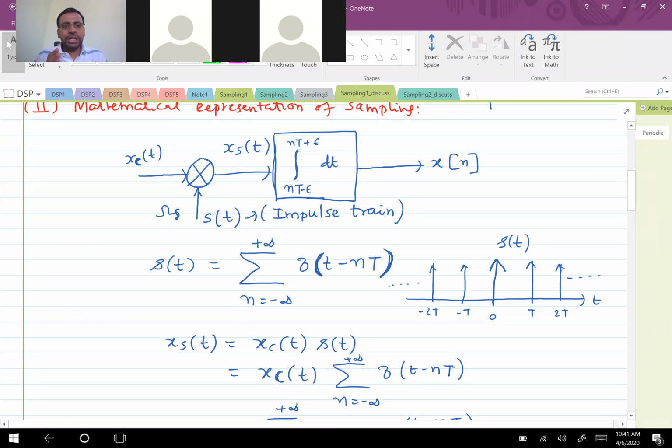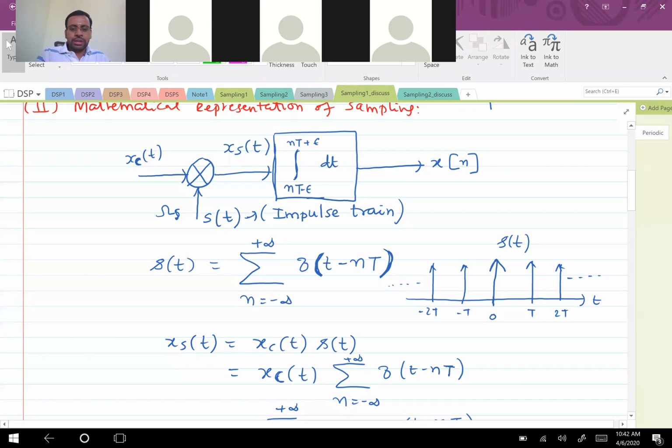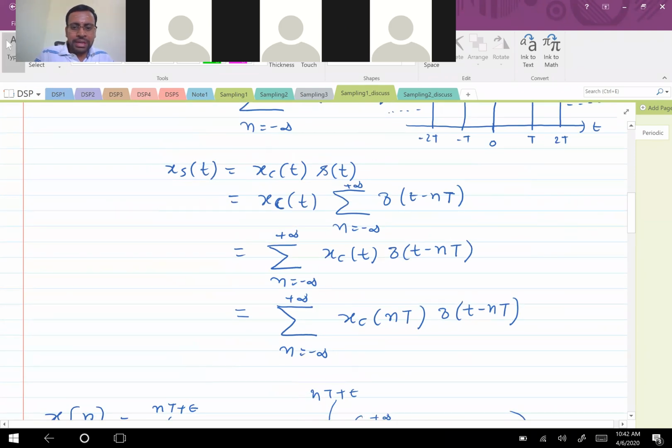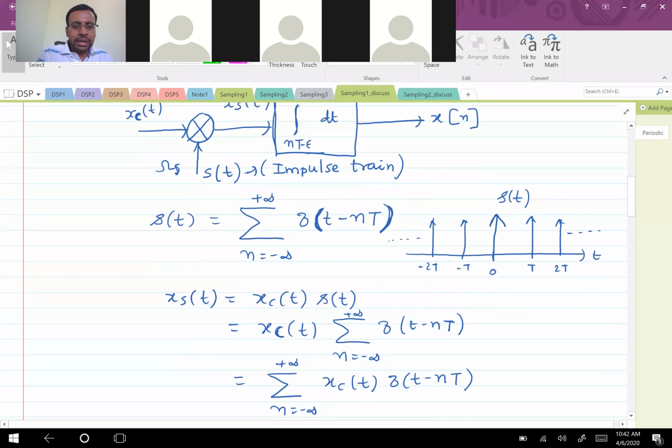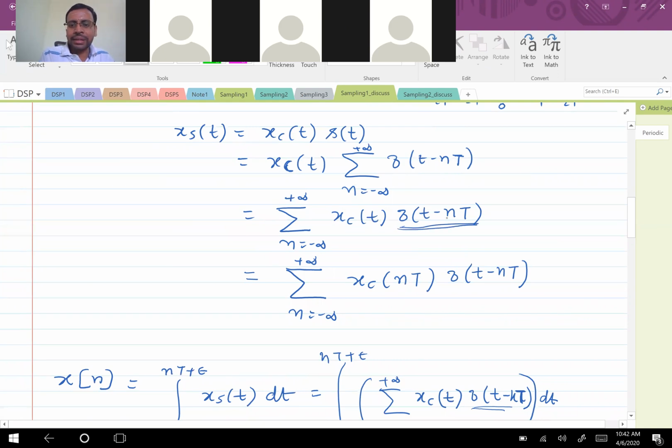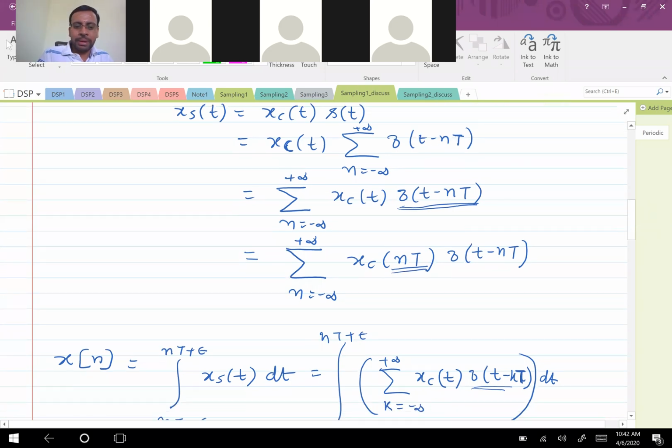What is the equivalent operation in the frequency domain? Multiplication with an impulse train is equivalent, in the frequency domain, to convolution with the impulse train. That's exactly what you had here. Before that, let's write the expression completely. You are doing xc of t multiplied with s of t. You could take that inside, and delta of t minus nT has value at t equal to nT. So you had written xc of nT into delta of t minus nT.